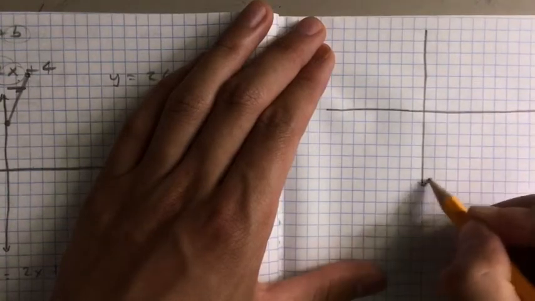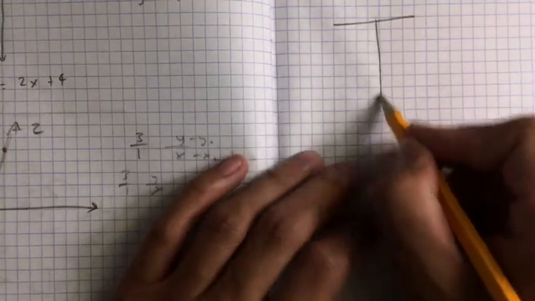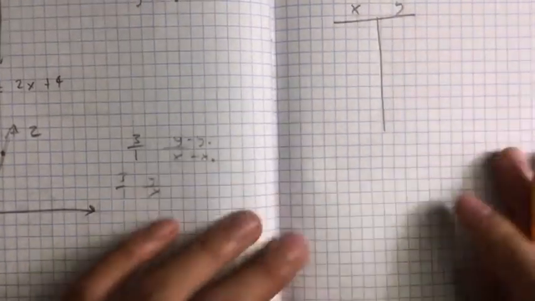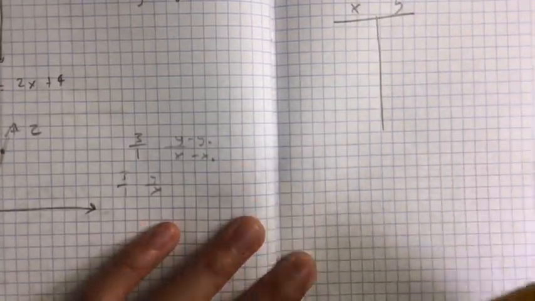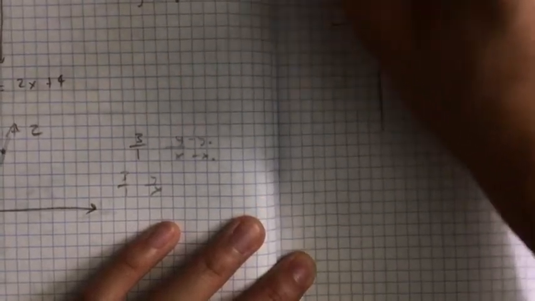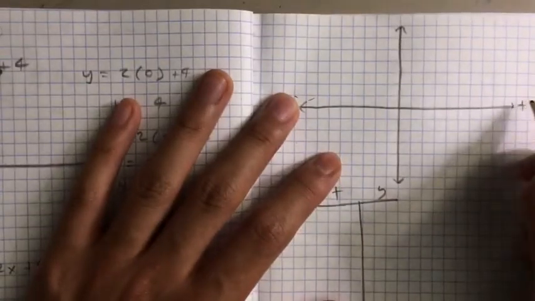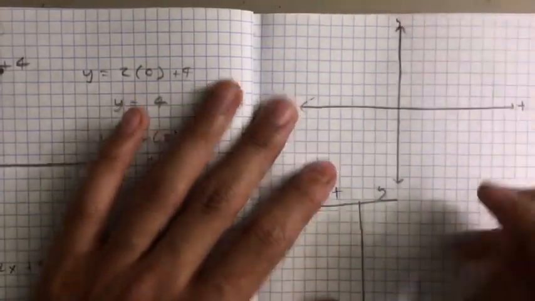Basically, I'm going to make a t-chart, X and Y. I'm going to change X to T because I want to represent it as time. And instead of the X-axis, it's going to be the T-axis. You can do that. And this is going to be the Y-axis.